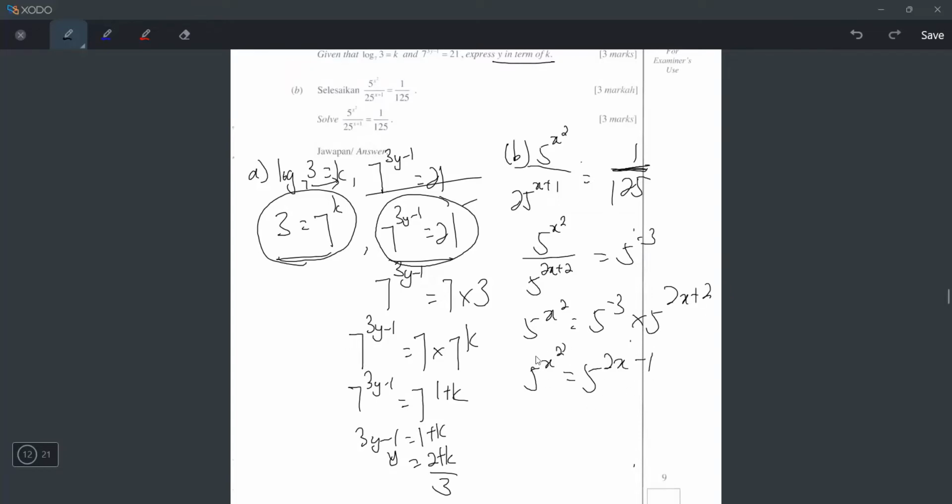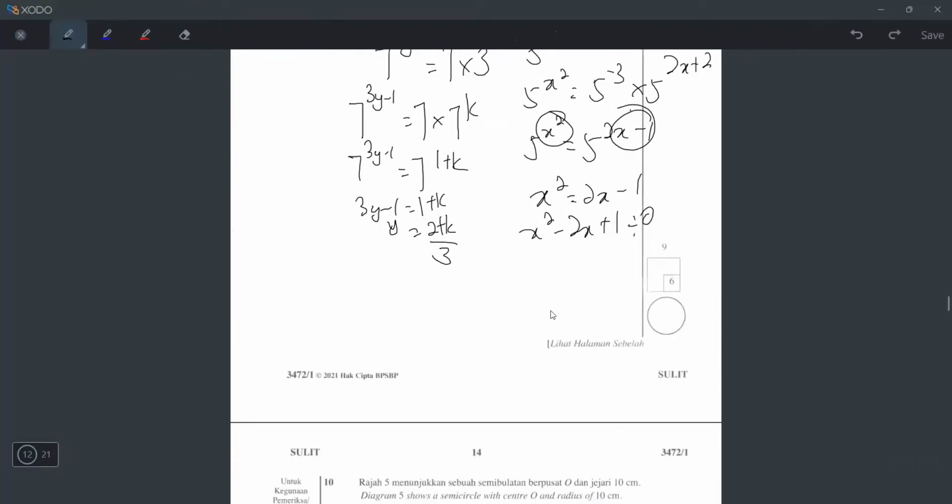The base is already the same, which means the power must also be the same. So x square equals 2x minus 1, which means x square minus 2x plus 1 equals 0, because it's quadratic. And then you will get two answers: x equals 1 and x equals 1. X equals 1, that's the answer.